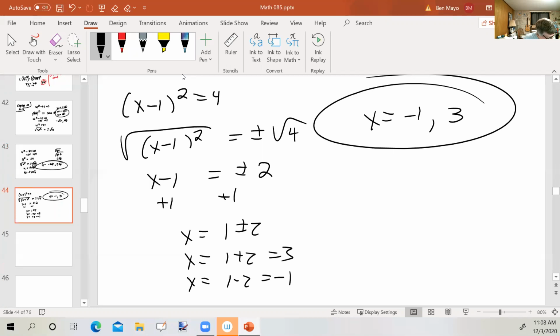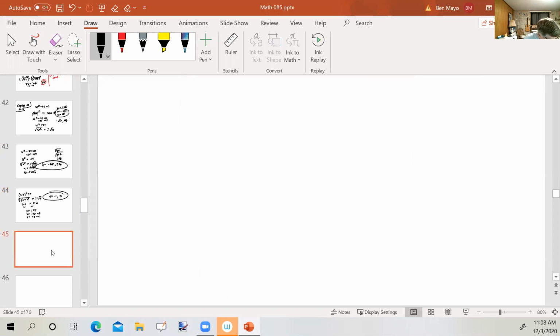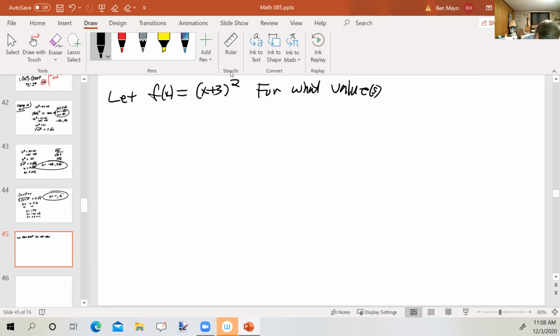Okay, here. Let's see. This says, let f of x equal (x plus 3) squared. For what values of x is f of x 7? So for what value or values of x is f of x equal to 7? That's supposed to be f of x in there.